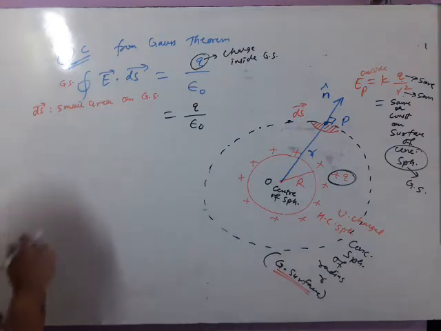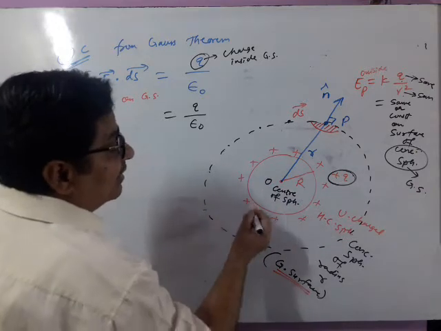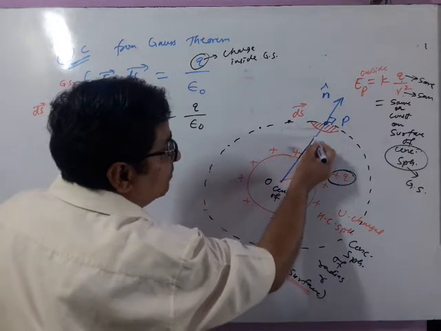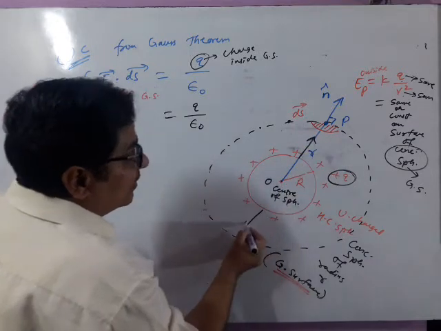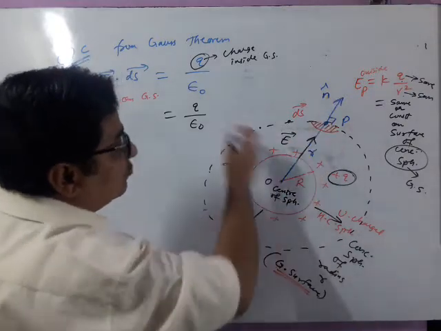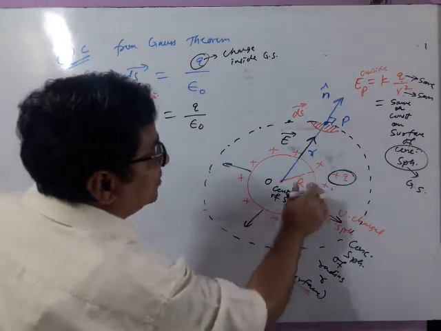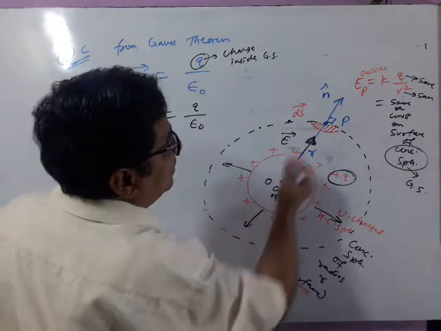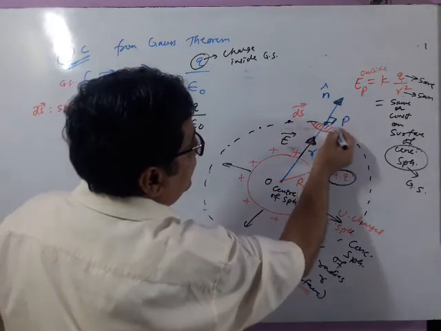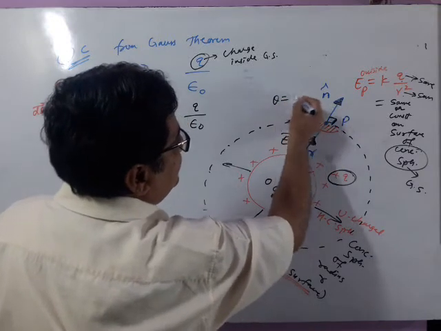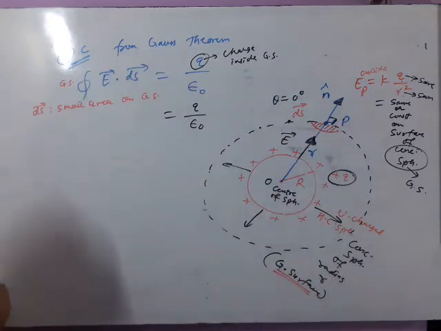We did write in step B. Now we are plotting it. Electric field is radially outward from this sphere in all directions. This is the E vector radially outward from this positively charged sphere, and this is n cap, the outward drawn normal. E vector and n cap are in the same direction, so theta will be 0 degrees.